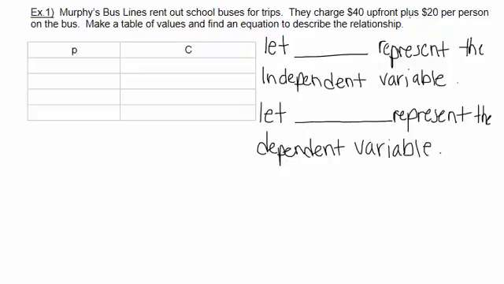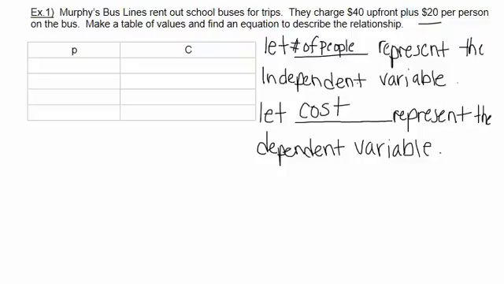So let's figure out first the one that doesn't change based on anything else. That would be the number of people. A hint to determine the independent variable is look for the words per in the question. So you can see here it says per person. So the number of people is the independent variable. And then what changes based on the independent variable? That's the cost. So let the cost represent the dependent variable.